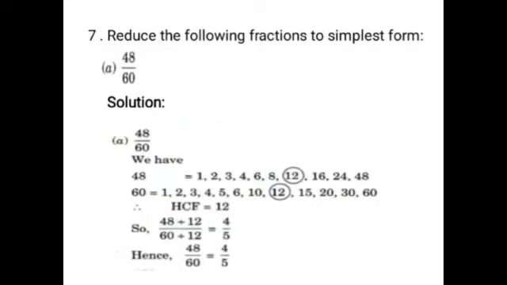See question number 7. Reduce the following fractions to simplest form. 48 by 60. First of all, we have to find the highest common factor of the numerator and denominator. Here the highest common factor is 12. So we have to divide the numerator and denominator by the highest common factor, so that we get 48 divided by 12 is 4 and 60 divided by 12 is 5. So the simplest form or lowest form is 4 by 5.